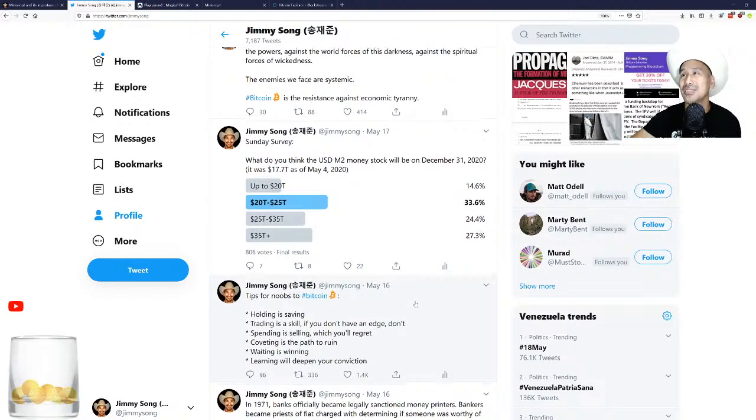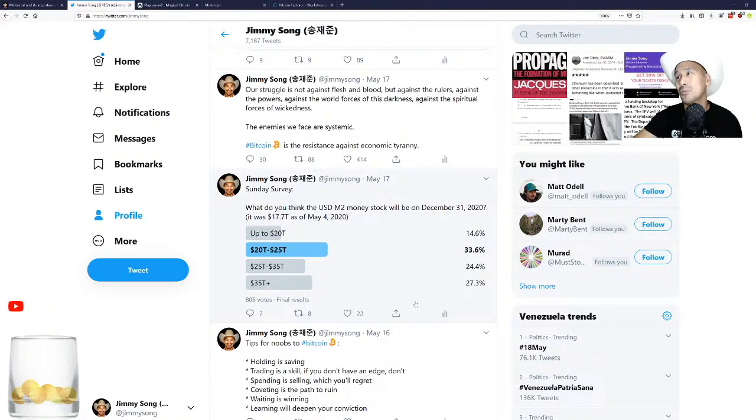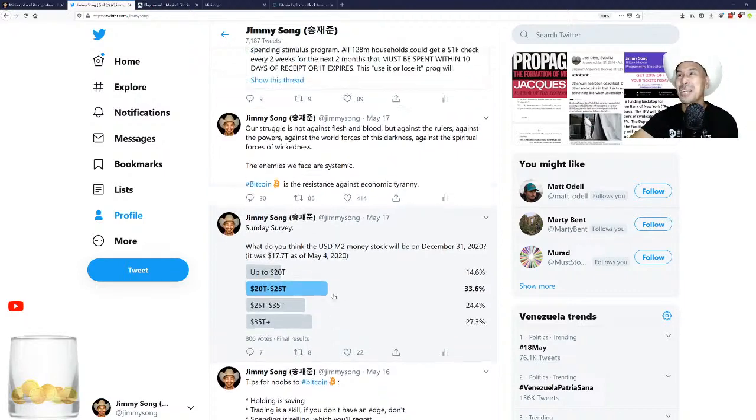All right, Sunday survey. What do you think that USD M2 money stock will be on December 31st, 2020? Most people seem to think in the $20 to $25 trillion range. It's currently 17.7. That's another 15% raise. Again, we had a 15% raise in the last 13 weeks, so just one more round of those will take us to over 20 trillion. Another round of that, I think, takes us to about 23, 24. So I guess a steady rate for the rest of the year is roughly in that range. There are plenty of people, though, that think that it'll go even higher than that.